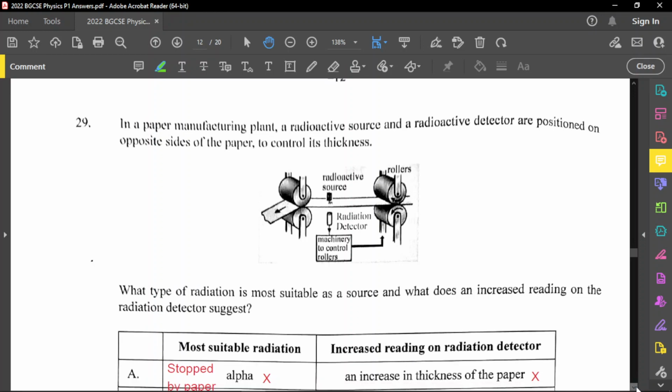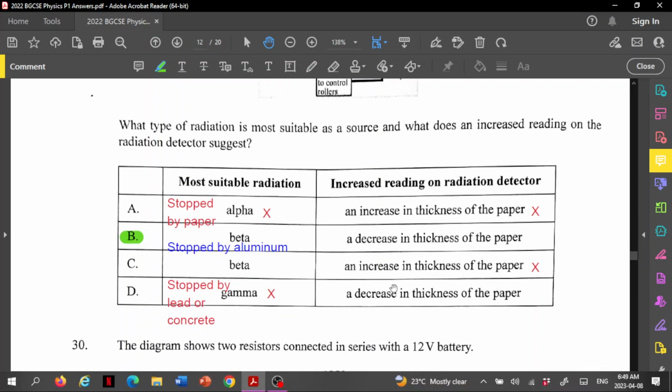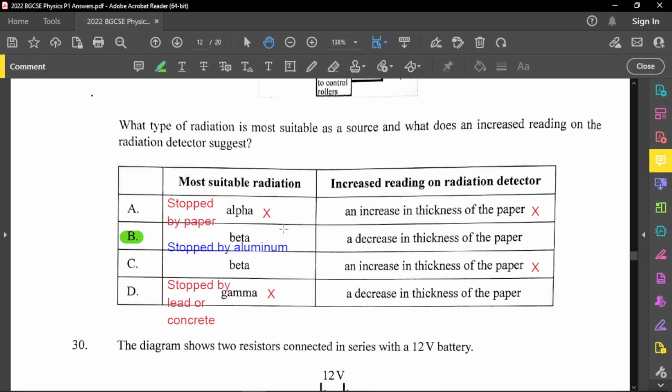So let's talk about what source you're going to use here. The best thing to use is a beta, because beta is stopped by aluminum but not by paper. You can't use alpha because alpha will be stopped by paper, so if you have a sheet of paper, you can't read it. Gamma is stopped by lead or concrete. So you could actually use gamma, but there's a difference.